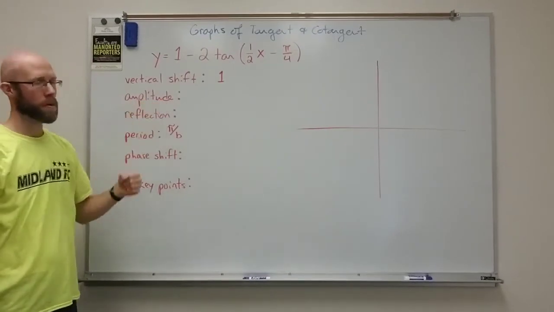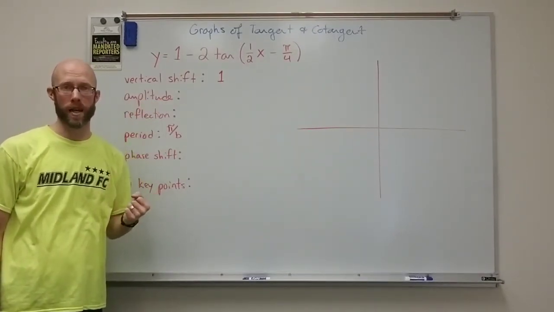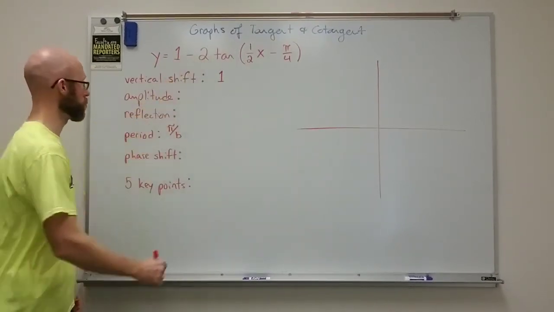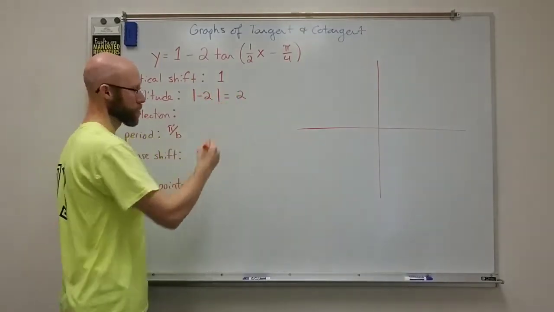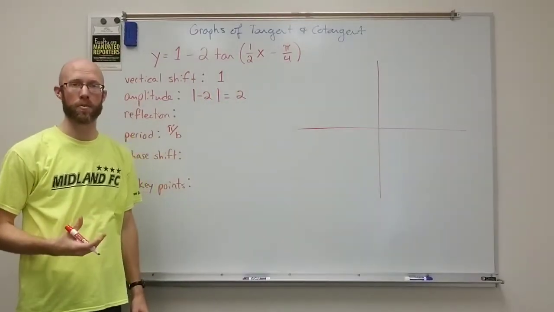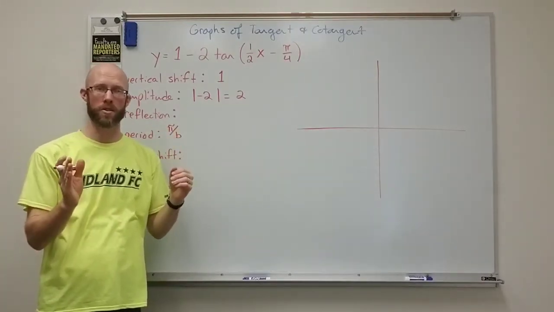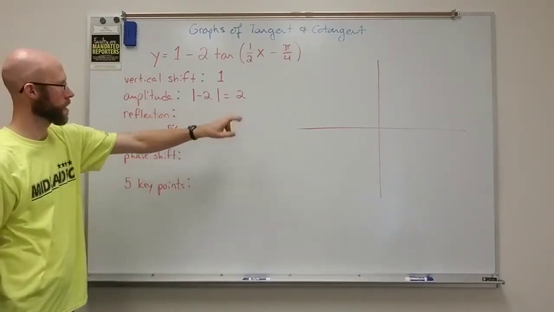The amplitude, remember, is the absolute value of the multiplier to the tangent. So in this case, the absolute value of the -2, or simply 2. And again, the amplitude is the value of the graph that's halfway between an x-intercept and a vertical asymptote. Okay, so that's our amplitude.